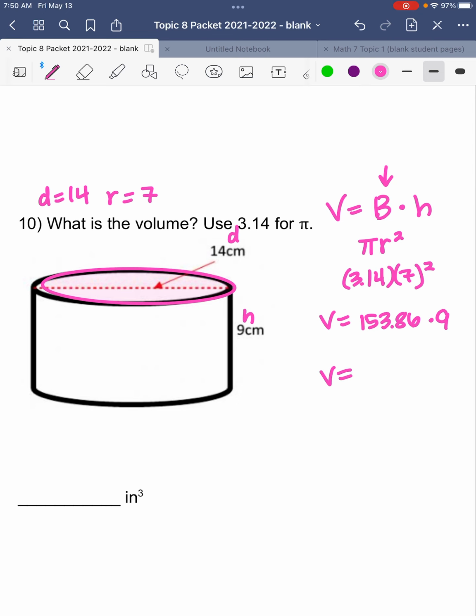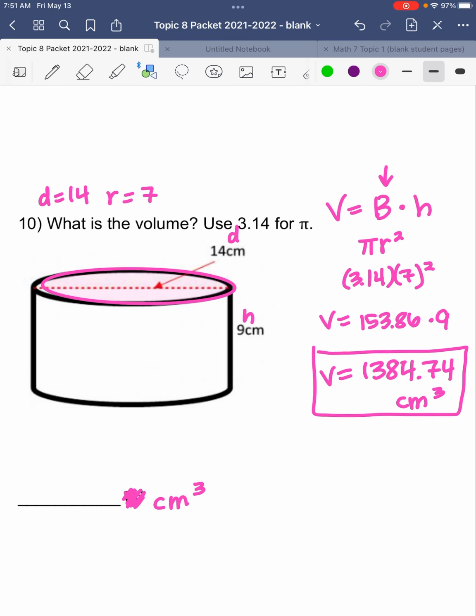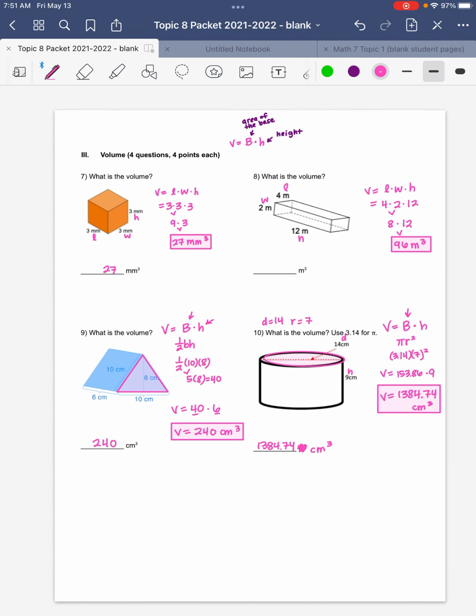So volume is 1,384.74, and it would be centimeters cubed. Notice I forgot to change that right there. So if you will, just make sure you change it there so that it's consistent and correct. So 1,384.74 is our answer.